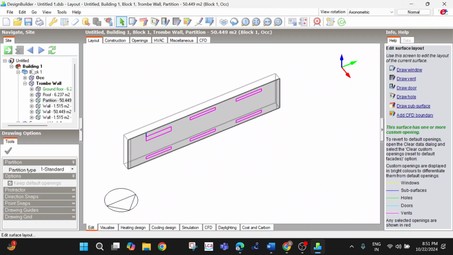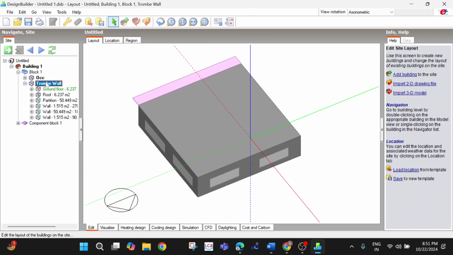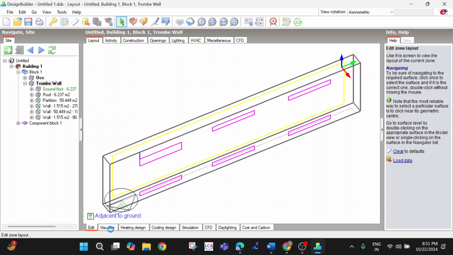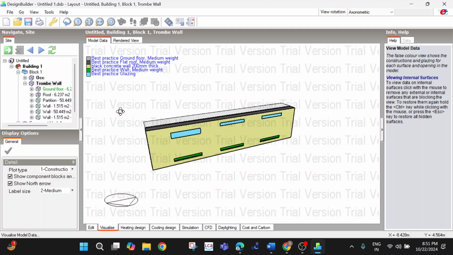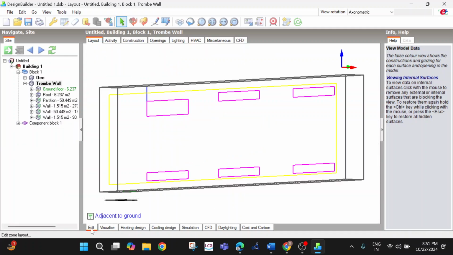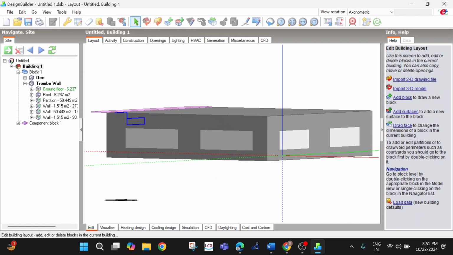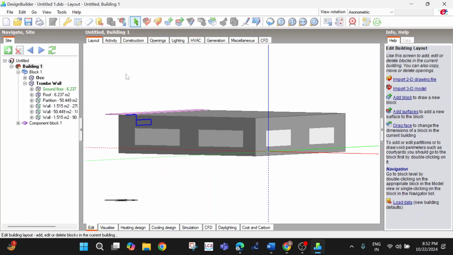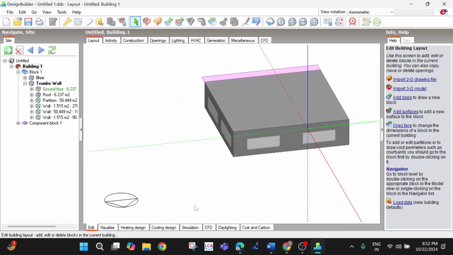You will be able to draw the trombe wall for your building. Yes, sir. So all the basic things I have discussed. So what is the effect of that? I will be showing you. Let me remove all the construction lines. So what will be the effect of trombe wall construction?